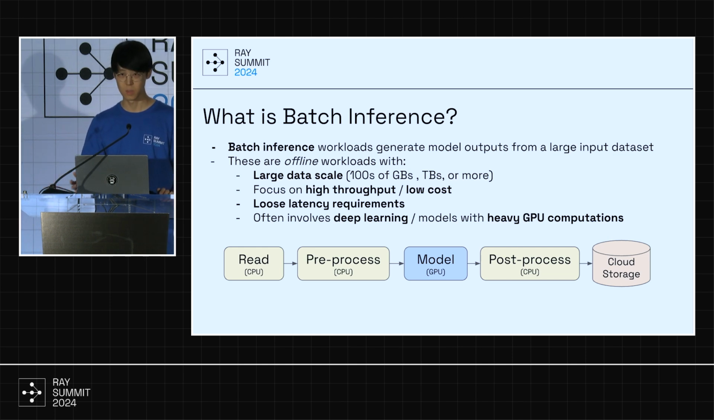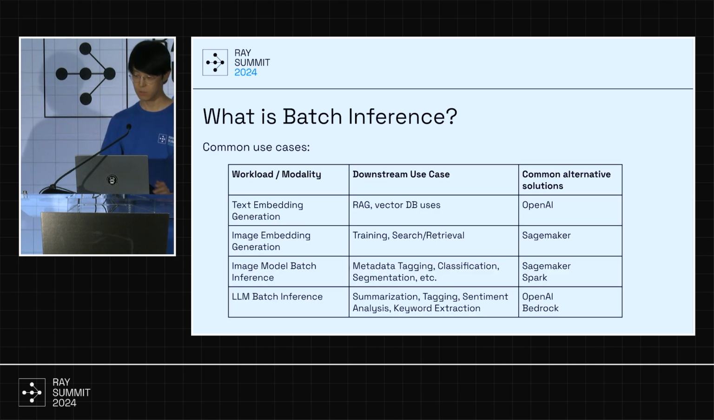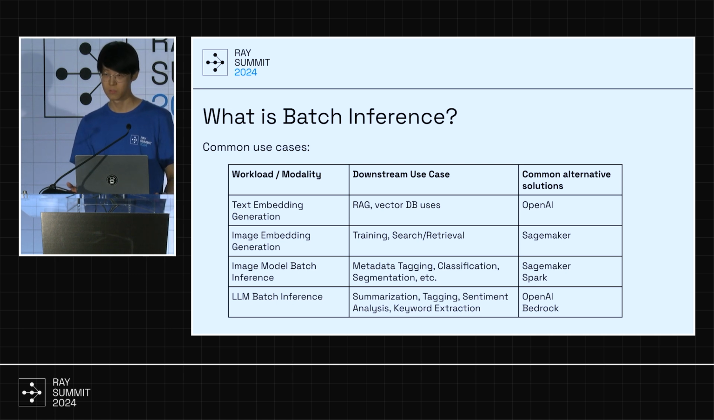Below, this is what a typical batch inference workload would look like. You would start off by reading in some files, maybe doing some pre-processing on the data before passing it to your GPU model. After that, you might do some post-processing and then write out the results to some cloud storage. Batch inference workloads typically permeate many business use cases, right? They're very, very common. Some example workloads might be text and image embedding generation, image model batch inference, and LLM batch inference. Some common alternative solutions out there for running these workloads include OpenAI, SageMaker, Spark, and Bedrock.